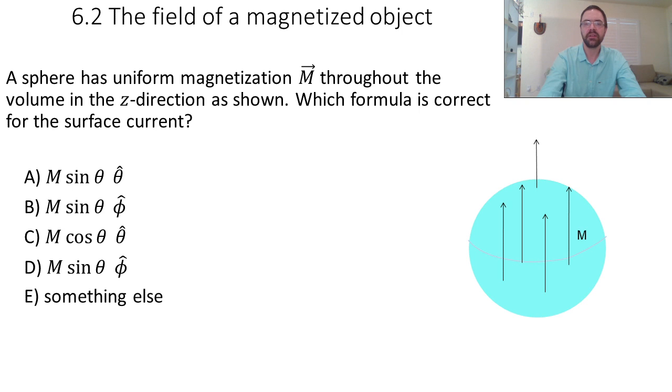Okay, last question. A sphere has a uniform magnetization M throughout the volume in the z direction. So which formula is correct for the surface current?